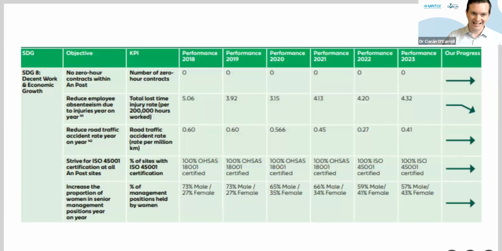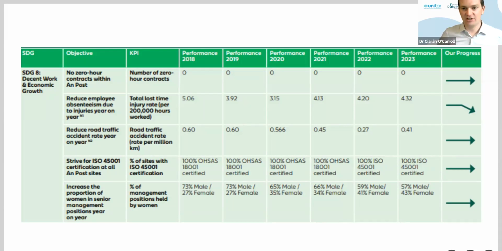If you look at the far left, you'll see SDG 8, decent work and economic growth. For this SDG, they have a number of objectives, like no 0 hours contracts. That means no unfair contracts. Even down to the amount of road traffic accidents their employees have, the proportion of women in senior management positions, etc. So they have a number of objectives under this SDG, a number of KPIs to monitor success, and they show their performance from 2018 to 2023.